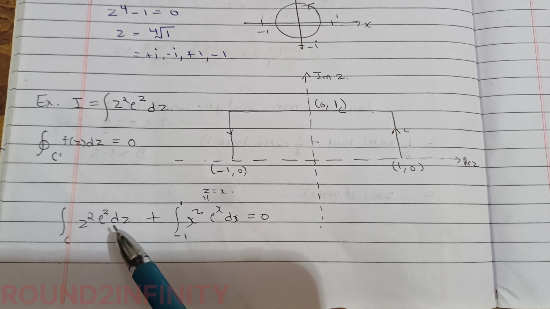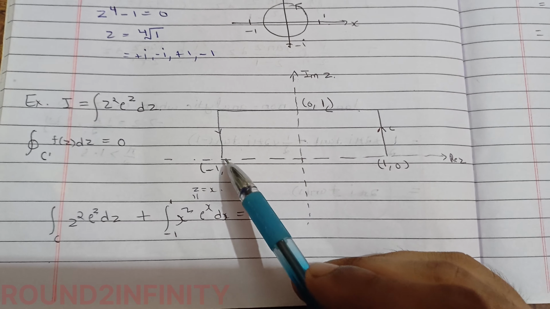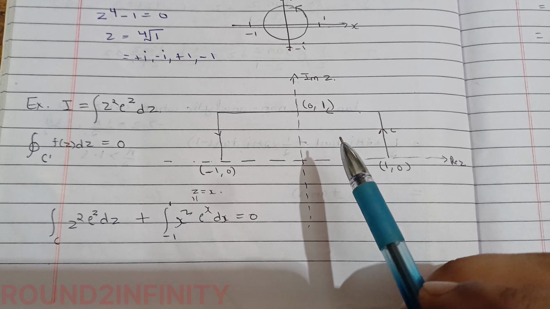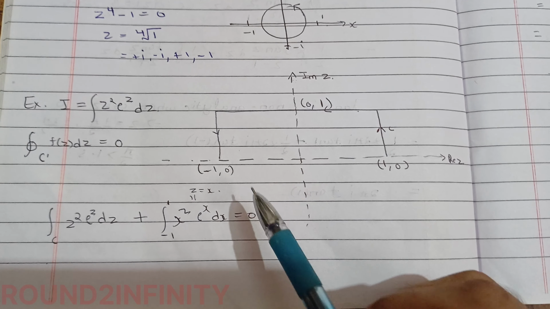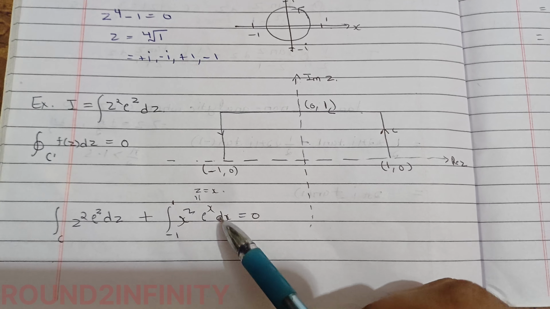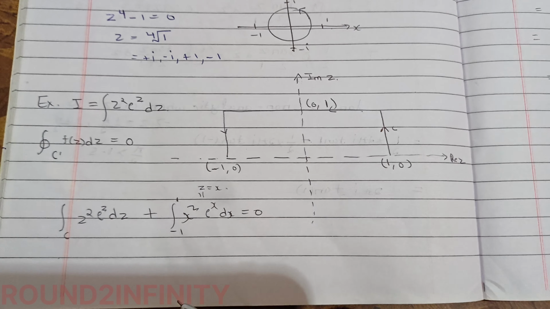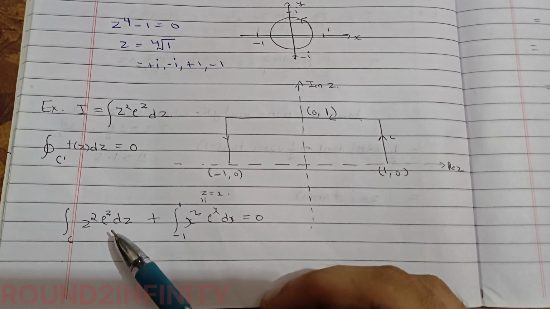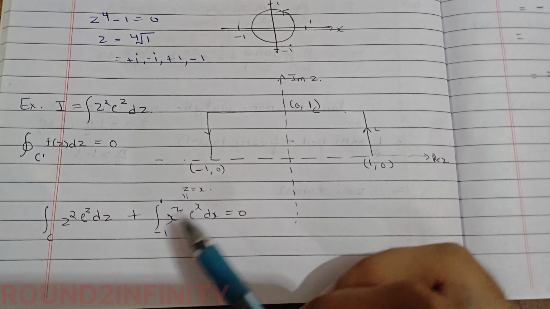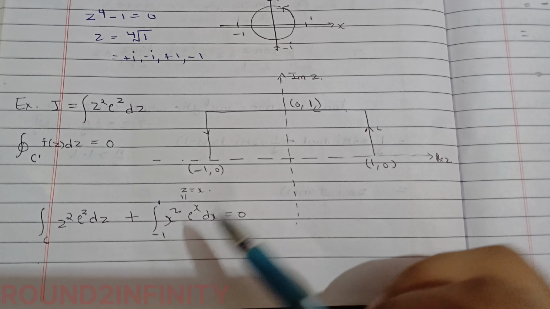So the integral of z squared exponential z dz plus, now this is on the real axis only, so we have y equal to 0, so dy will be 0, so we have z equal to x and dz equal to dx. So we will have the integral from minus 1 to 1 of x squared exponential x dx equal to 0. Now from here you can find this value: the integral of z squared exponential z dz will be equal to minus of the integral from minus 1 to 1.